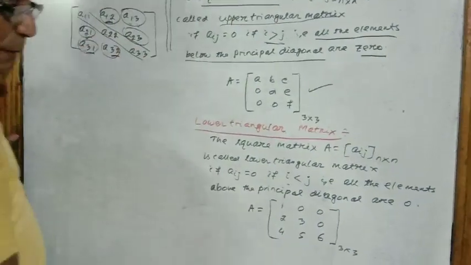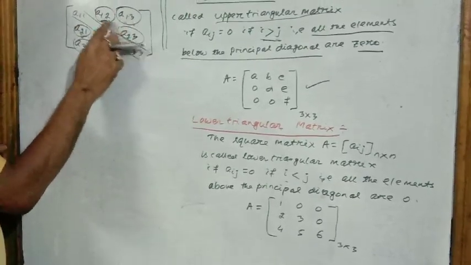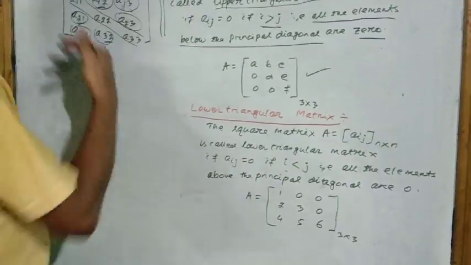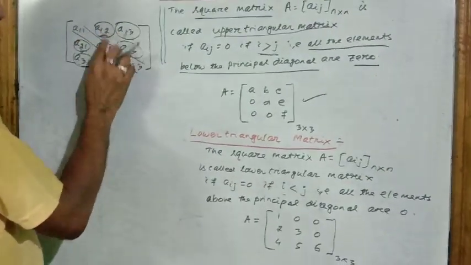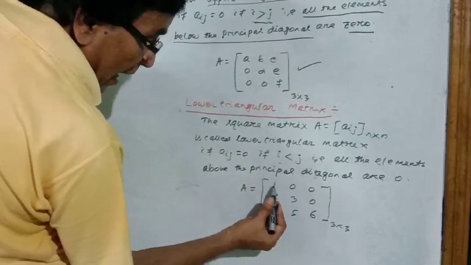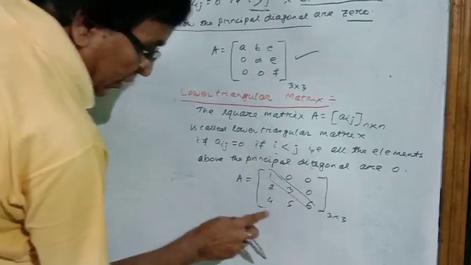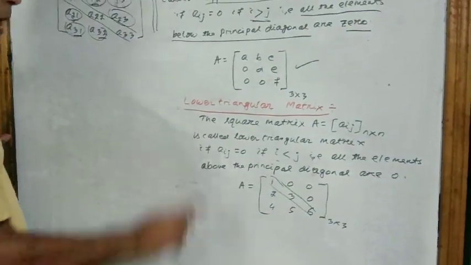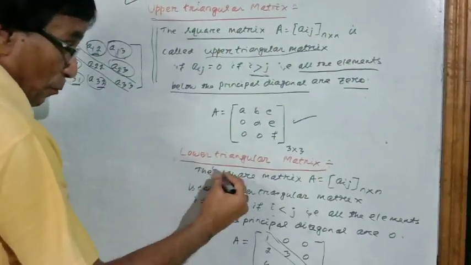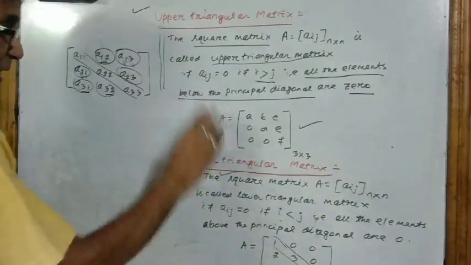So for i less than j, Aij should be 0. That means we can remember it in another way: if all the elements above the principal diagonal are 0, then it is called a lower triangular matrix. So these three elements must be 0. And both upper triangular matrix and lower triangular matrix must be a square matrix. So this is the definition of upper triangular matrix and lower triangular matrix.